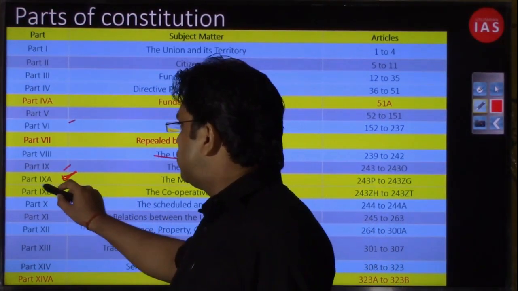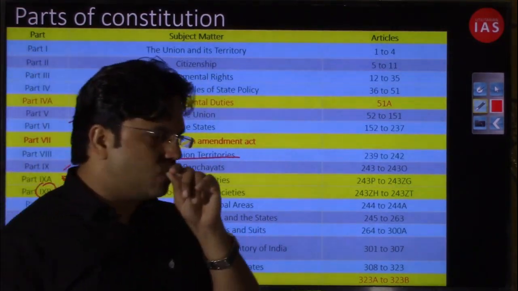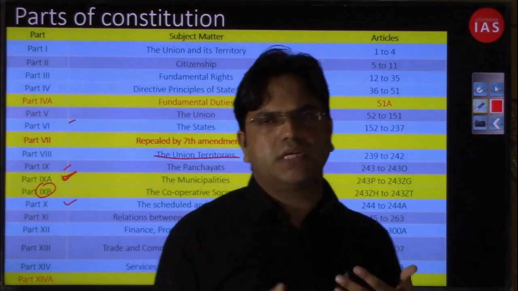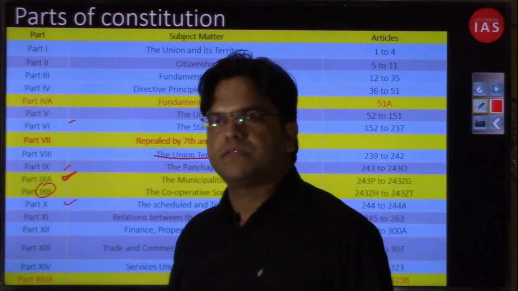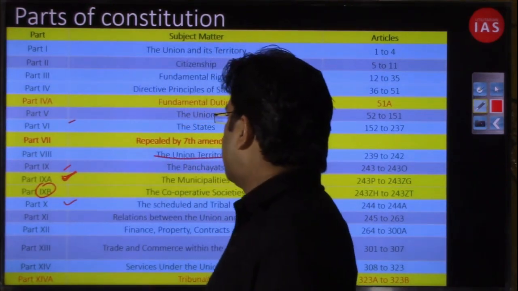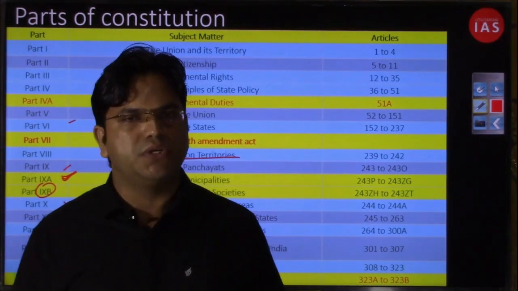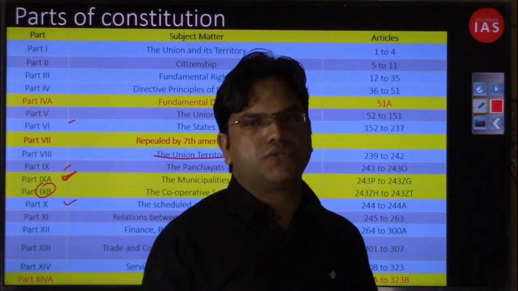As I already told you, when we'll be dealing with the constitutional bodies, there we'll discuss the cooperatives that were inserted into the Indian Constitution by the 97th Constitutional Amendment. So after this video, as I already told you, we'll be delving into part 10 of the Indian Constitution.